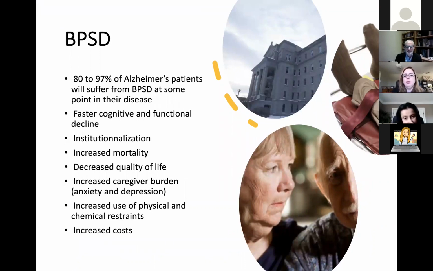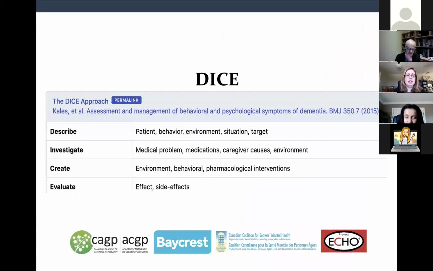If we look at epidemiology, we know that in some reports, almost all Alzheimer's patients or related dementias will suffer from BPSD at some point in their disease. It could be either apathy, which is very frequent, to psychotic symptoms. And those behaviors or psychological symptoms are associated with faster cognitive and functional decline, with higher risk of institutionalization. I'm not even able to say it in French, so okay, you know what I mean. Increased mortality, decreased quality of life, increased caregiver burden, increased use of physical and chemical restraints, and of course, cost for the health system. So they have major impact.